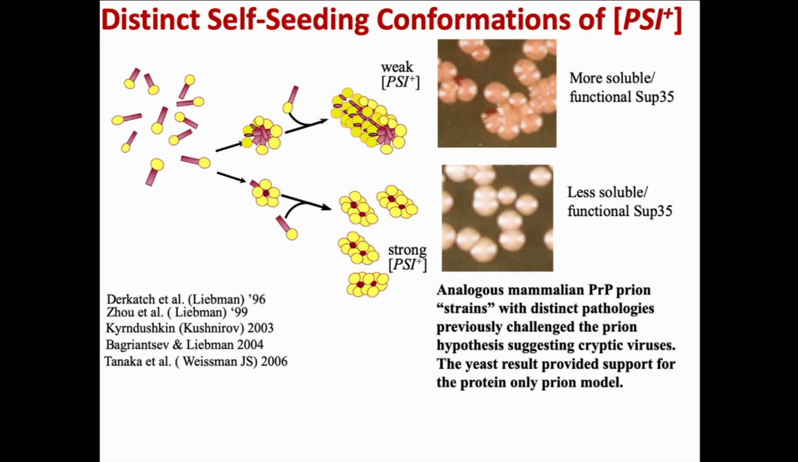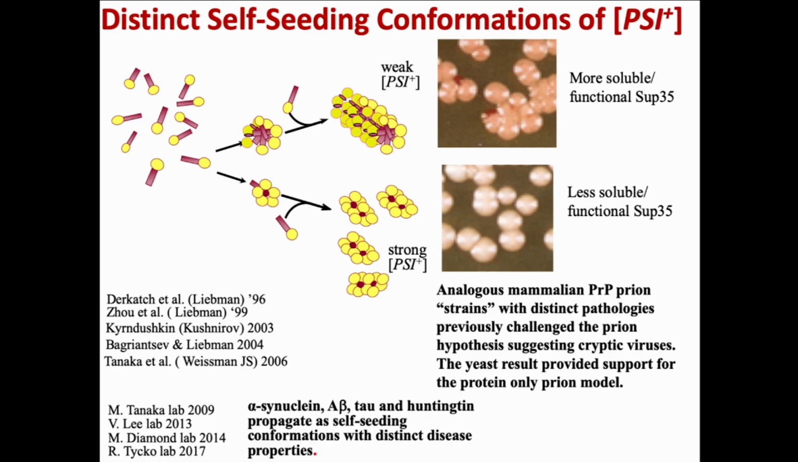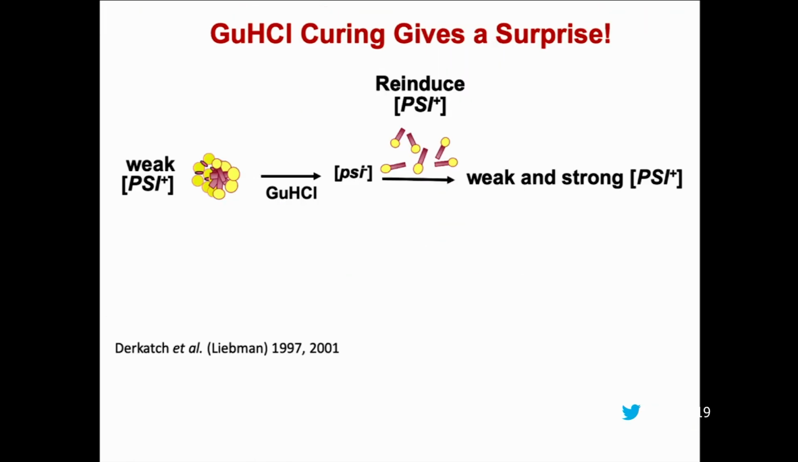The finding was analogous to the finding of mammalian PrP strains that cause different pathologies of illness, and these had been considered to be a problem for the protein-only hypothesis because they were suggestive of cryptic viruses. So the yeast result provided support for the protein-only hypothesis. And we now know that other protein misfolding disease-associated proteins also can propagate as self-seeding conformations with distinct disease properties.